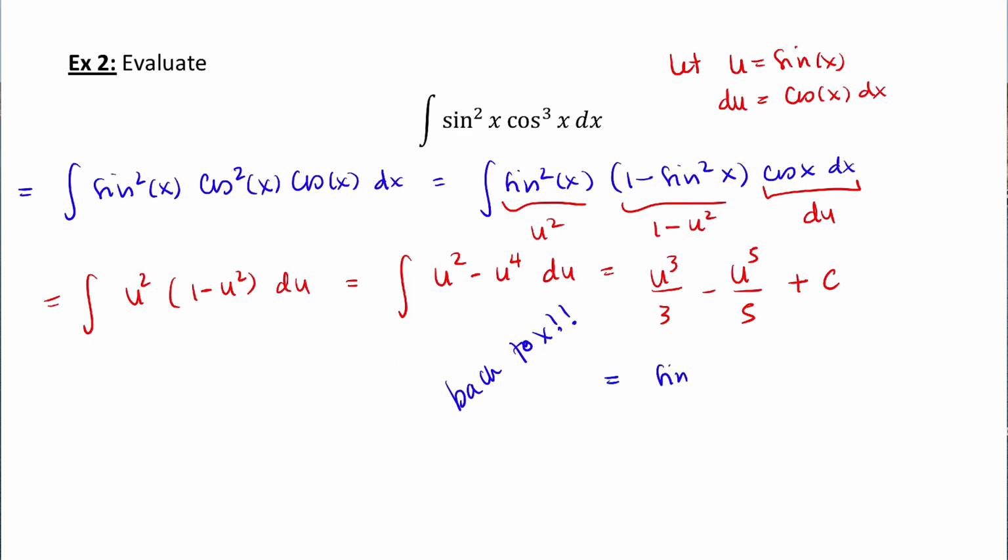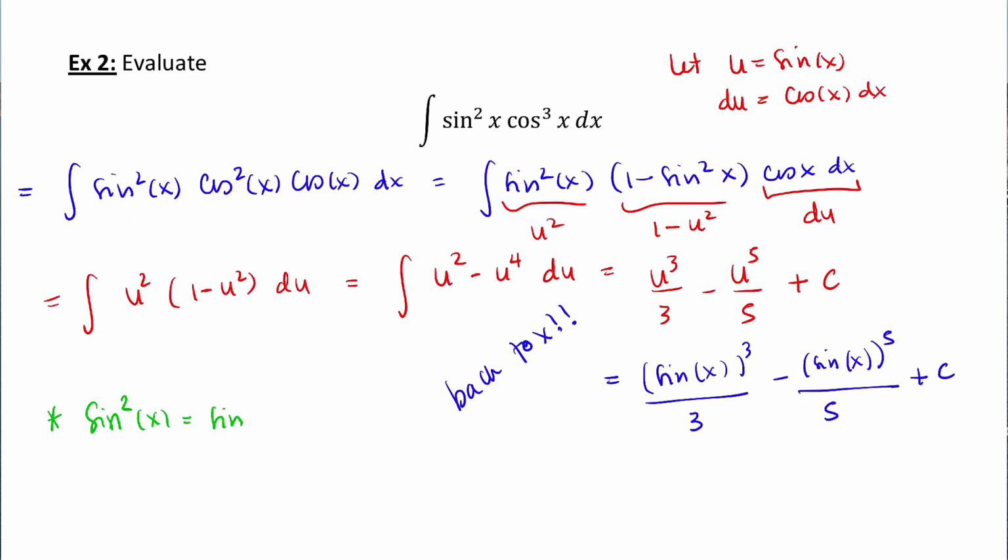This is sine of x cubed divided by 3 minus sine of x to the 5th divided by 5 plus c. Make a little note, and let me use green for this, so you don't forget the notation. If we write sine with a 2 there, that actually means sine of x, squared. This is important for you to remember because I'm going to use either notation.